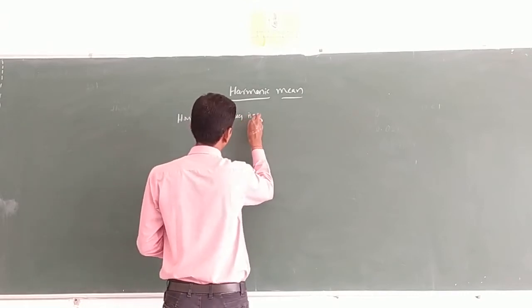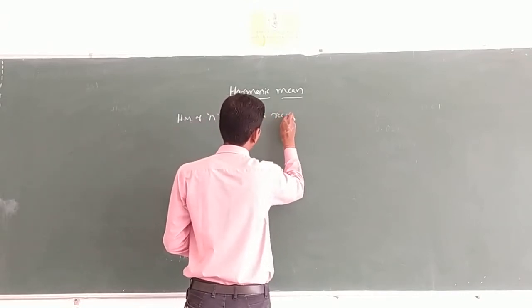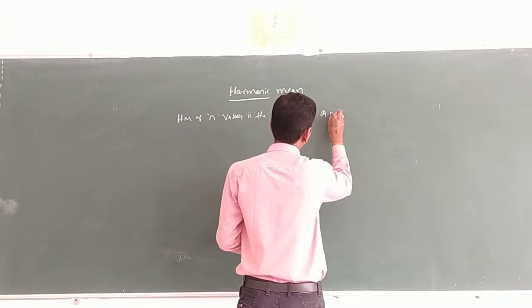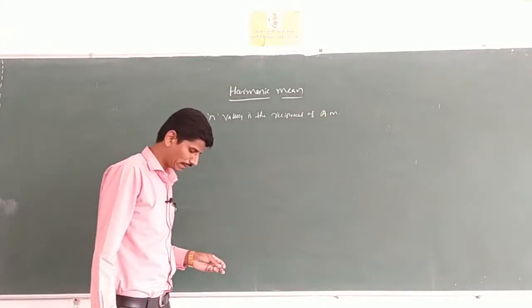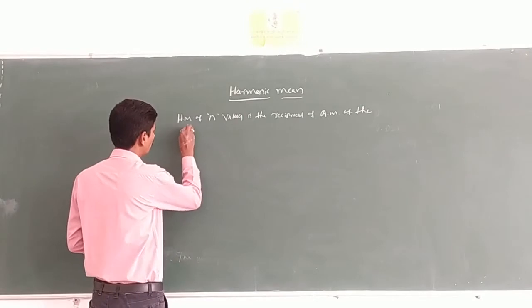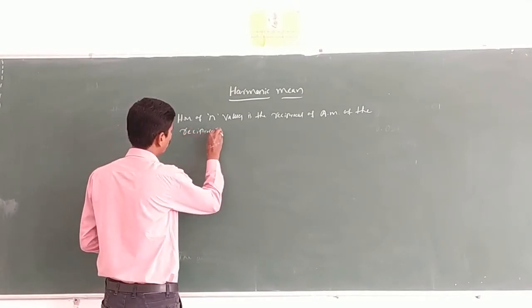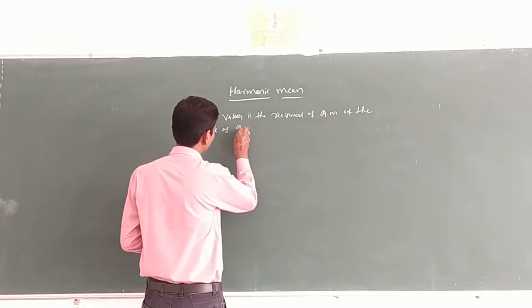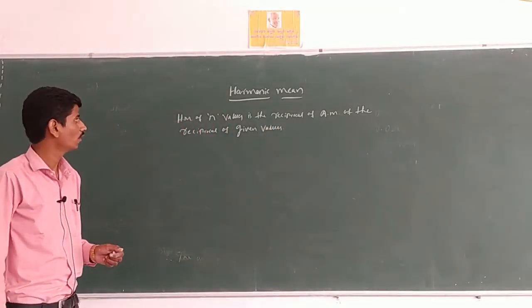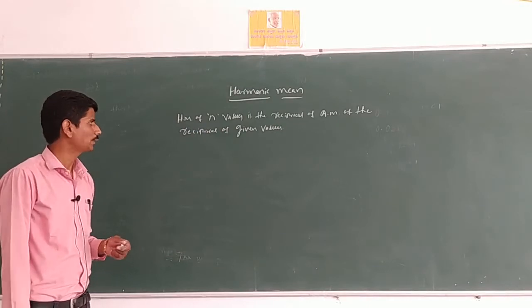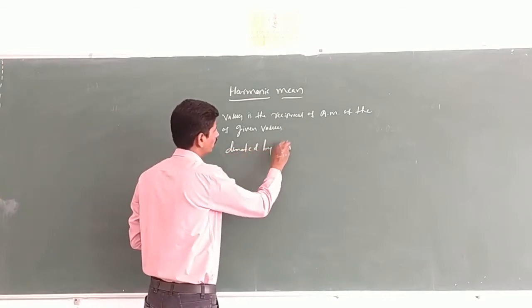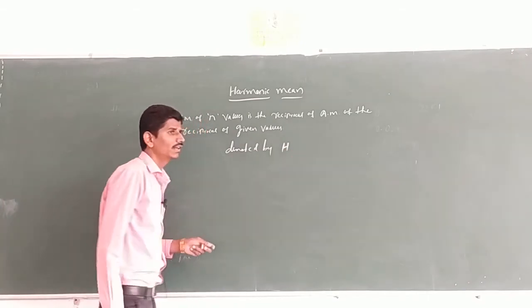The harmonic mean of n values is the reciprocal of the arithmetic mean of the reciprocal of the given values. The harmonic mean is denoted by H.